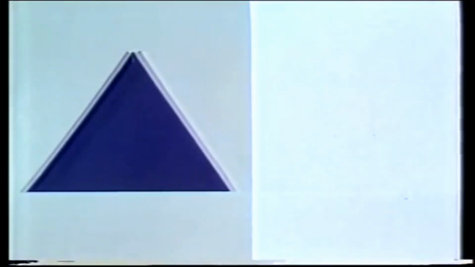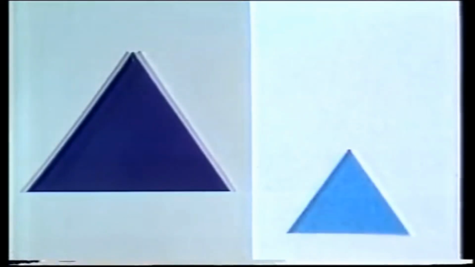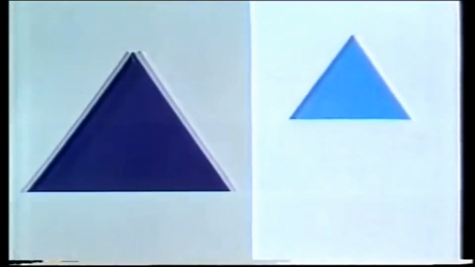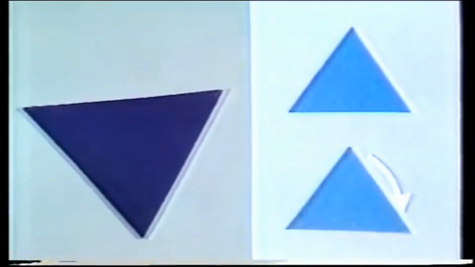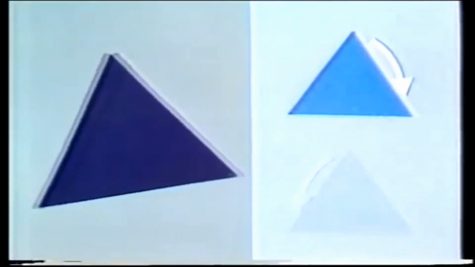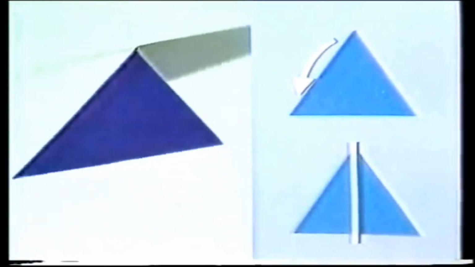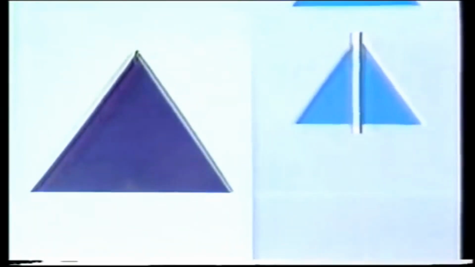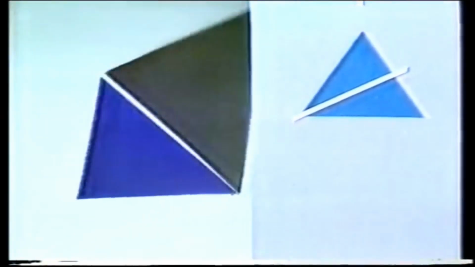The symmetry group of an equilateral triangle has 6 elements. The identity, a rotation this way, a rotation this way, a reflection about this line, a reflection about this line, and a reflection about this line.